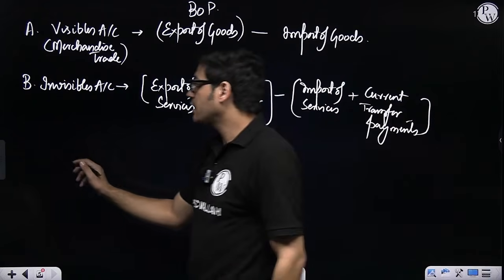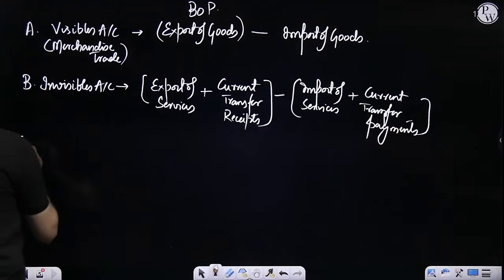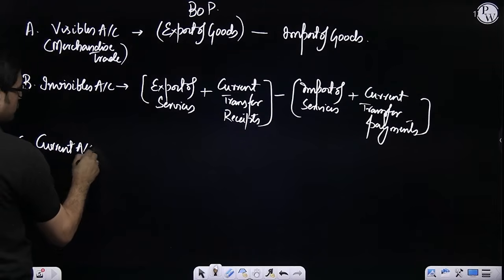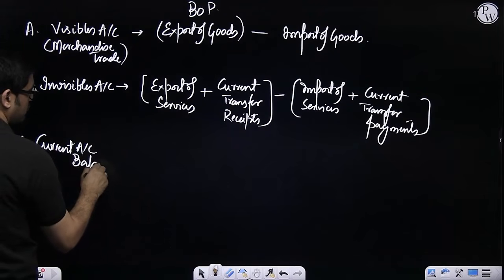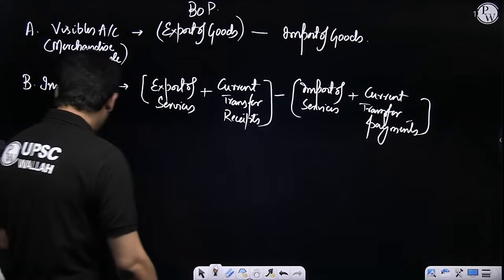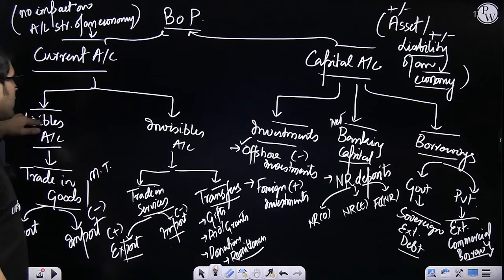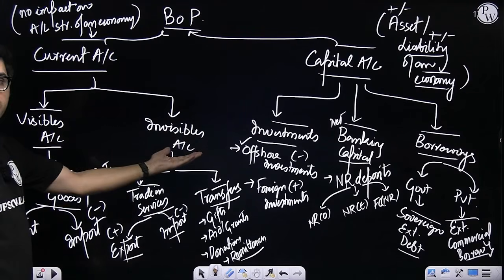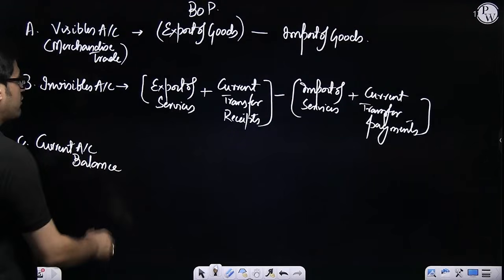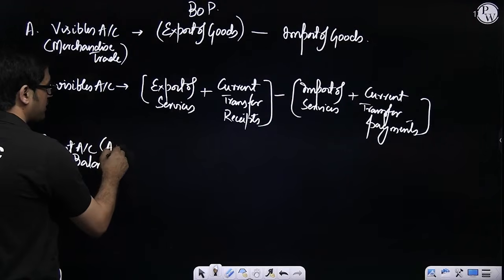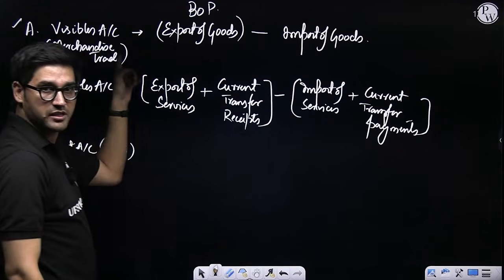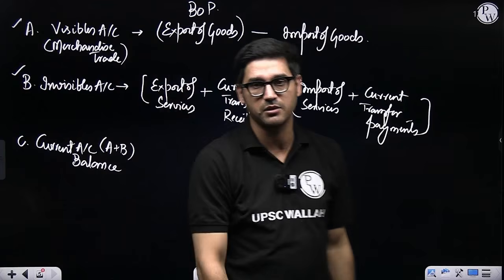Now, the third head will be what is called the current account balance. And what will current account balance be? It's very simple. Now that you have understood it pictorially, current account includes two things, visibles account and invisibles account. Therefore, current account balance here would be as simple as A plus B. Balance on the visibles account plus balance on the invisibles account.